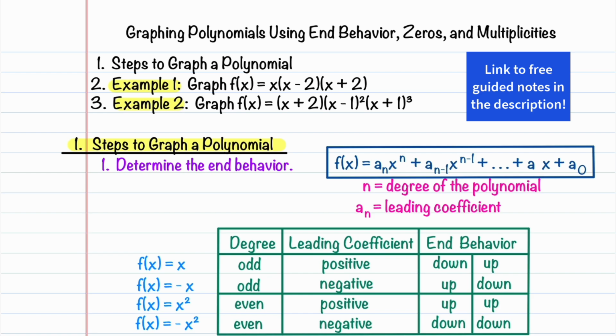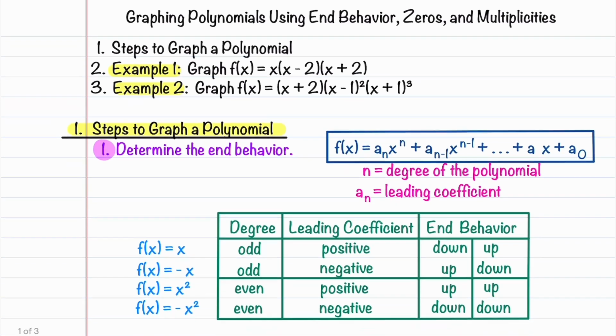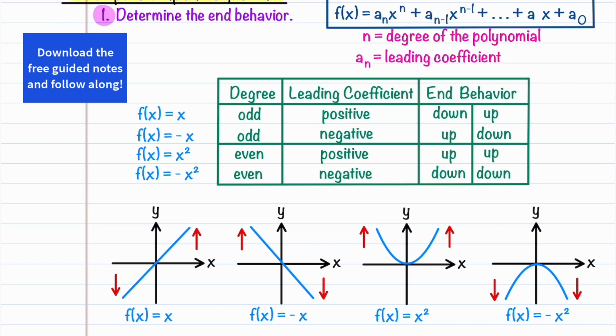The first step is to determine the end behavior. The end behavior of a polynomial describes how the graph behaves at each of its ends. On the left, when x goes to minus infinity, and then on the right, when x goes to positive infinity. The end behavior can be determined by looking at the degree of the polynomial and the leading coefficient of the polynomial. I've constructed a chart here just to make this a little bit easier.